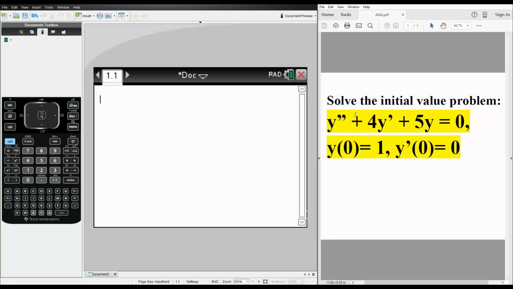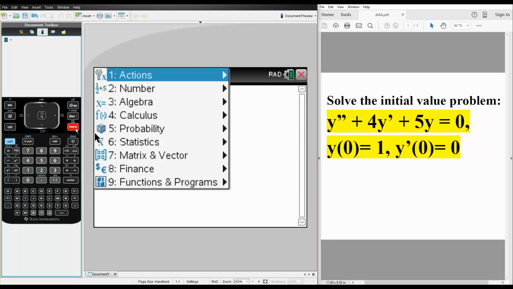Okay, in this video we want to solve the initial value problem of y'' + 4y' + 5y = 0, with initial values y(0) = 1 and y'(0) = 0. And we'll solve this question using the TI-nSpire.